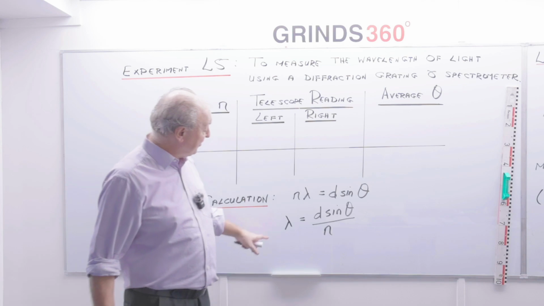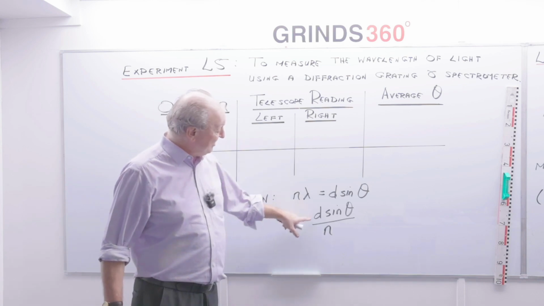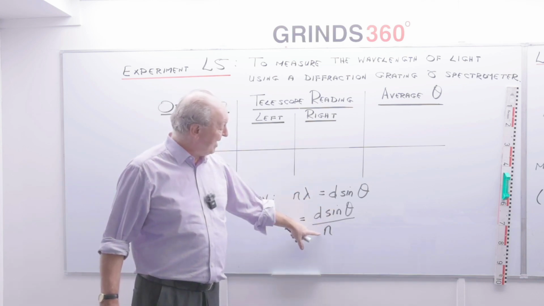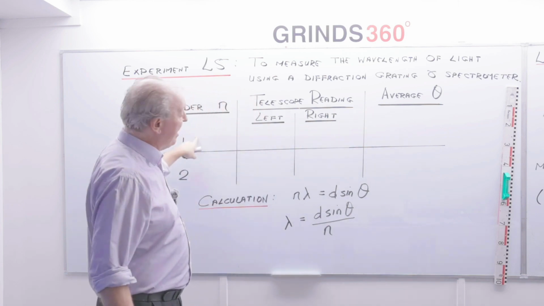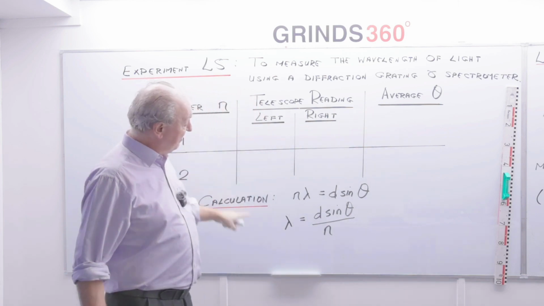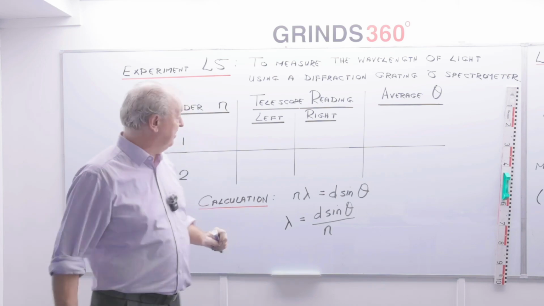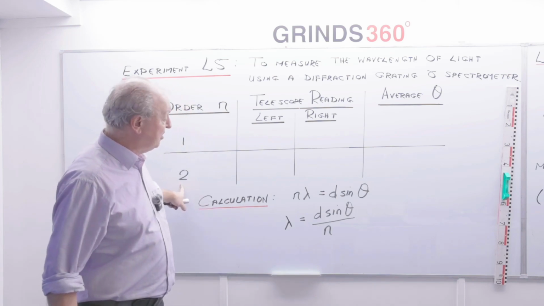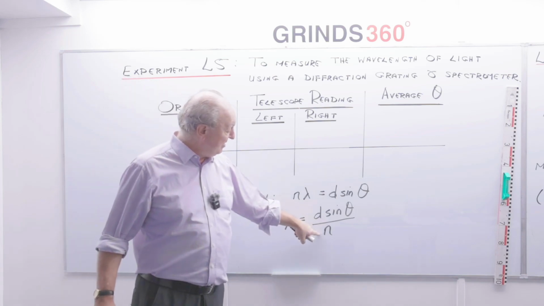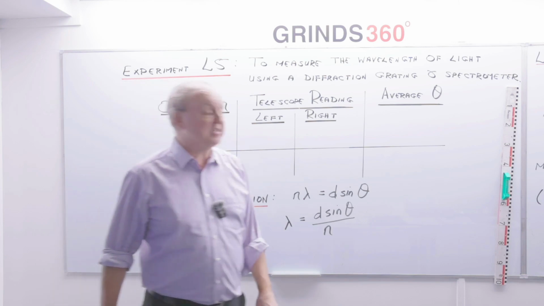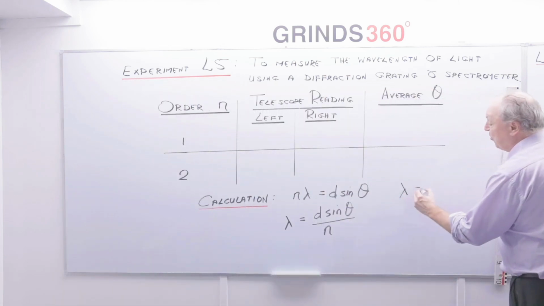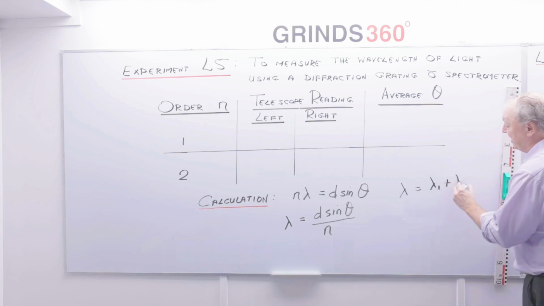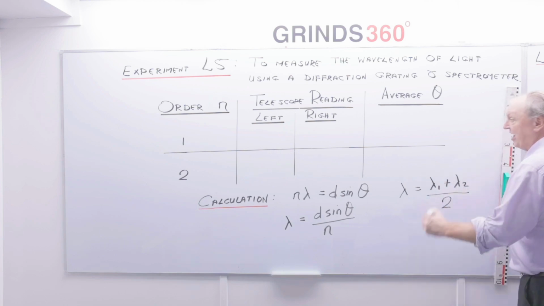So for example, the first wavelength lambda 1 will be d sine θ divided by 1, where θ is the average angle for n equal to 1. And then you'll find the second wavelength using the values for n equals 2. In this case, n will be 2 in your formula. You'll get two values for lambda, and then you can get the average value for the wavelength by adding your two wavelengths together and dividing by 2.